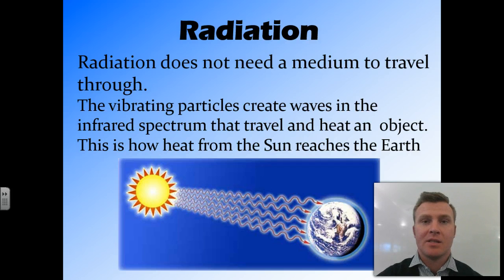This is how heat from the sun reaches Earth, because only through radiation is heat able to travel through the vacuum in space where there isn't anything in between it. So we get all our heat from the sun through radiation.